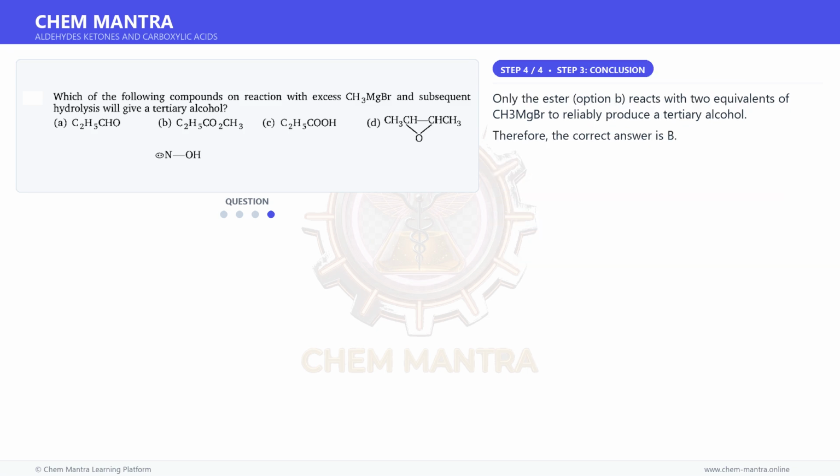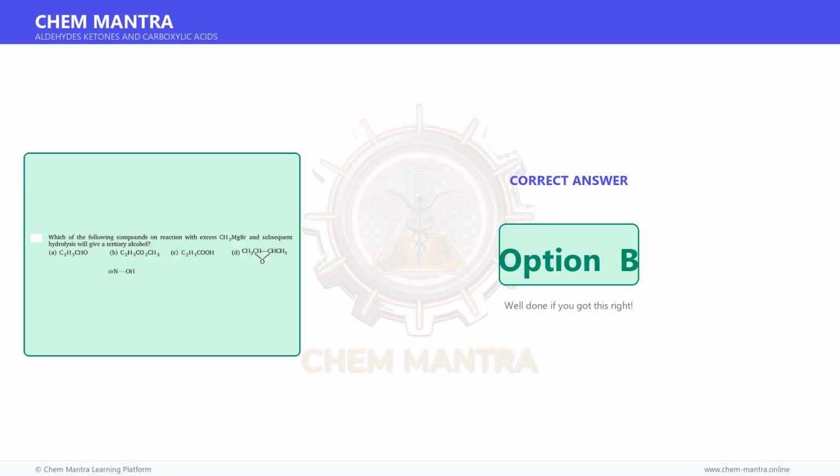And for the final step, only the ester, option B, reacts with 2 equivalents of CH3MgBr to reliably produce a tertiary alcohol. Therefore, the correct answer is option B.